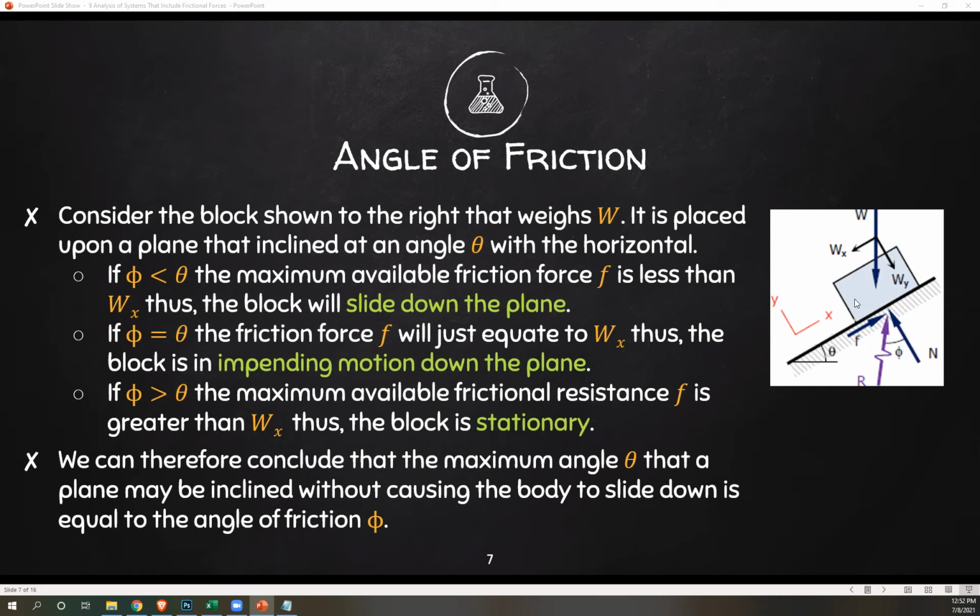So those are our cases. Again, phi less than theta, slide down. Phi equals theta, impending motion. Phi greater than theta, stationary. So we can therefore conclude that the maximum angle theta that a plane may be inclined without causing the body to slide down is equal to the angle of friction, phi. So if ever the question is how high can we make the incline of a structure before it slides down, the answer to that would be your angle phi.